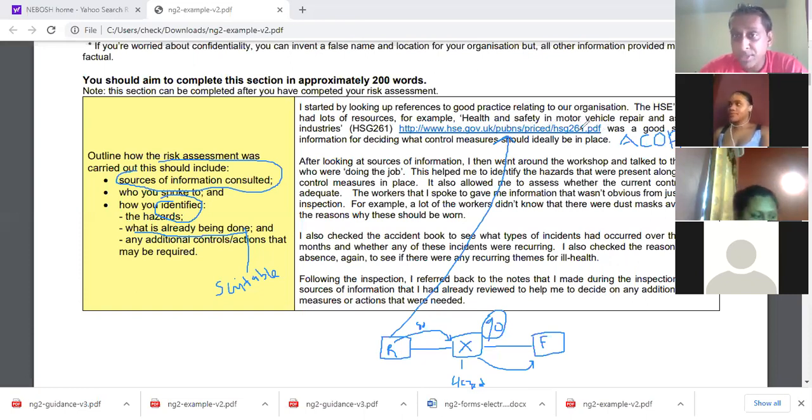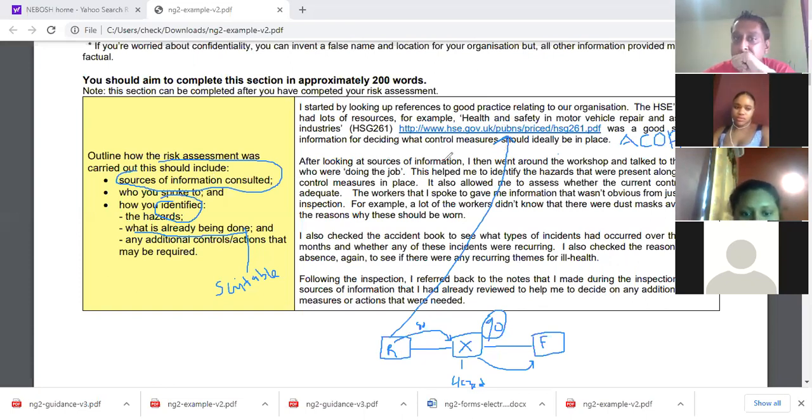You can do this for about 2 of them. They have just done 1 here. By the way, there's a word count, so maybe 1 is enough. So they say HSG 261, available from this website, was a good source of information for deciding what control measures should ideally be in place. So what the person is saying is that they're going to use that to help them put further controls in place. Next thing they did, remember, you have to actually go and see who you talk to and how you identify the information, right? So research is a part of it.